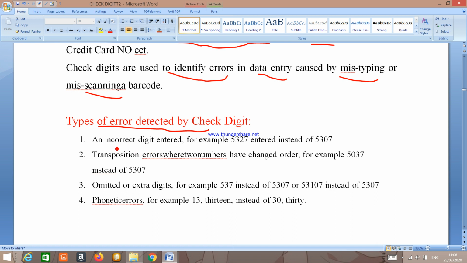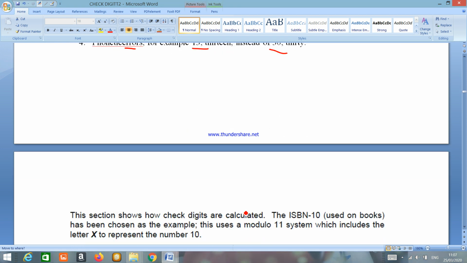What types of errors? Incorrect digit has been entered. Transposition error, where position has changed. Omission of a digit or an extra digit. Or phonetic errors, like 13 being misinterpreted as 30 instead of 13.